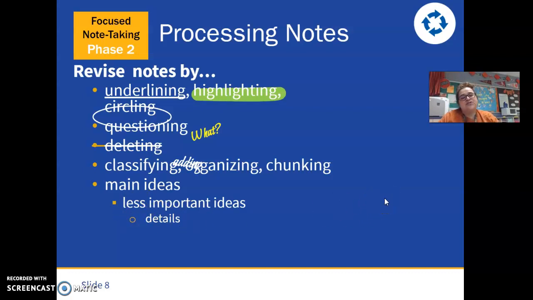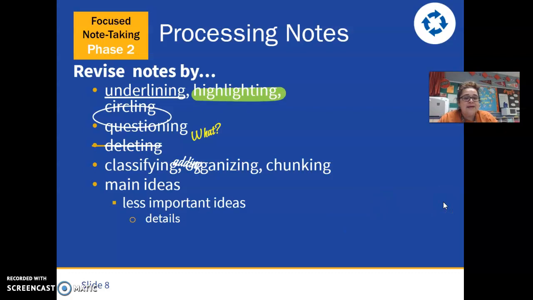But the idea, guys, is you can't just have your notes in front of you and just read and read and read. By doing this, you're actually interacting with your notes. You're touching your notes. You're looking. You're trying to determine what is important enough to highlight, to underline. All right? So that's where this comes in.